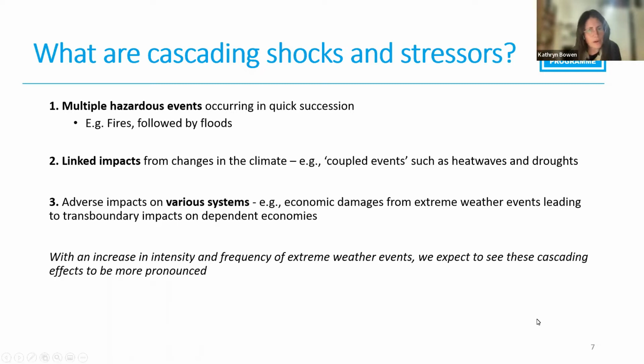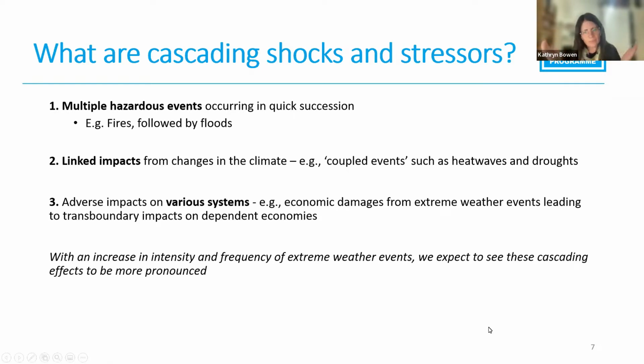The third is quite a complex look at cascading shocks and stresses, and that really points to the importance of understanding our systems as a whole. This is looking at negative impacts on the various systems. For example, economic damages from a cyclone or a drought, as examples of extreme weather events, and what this might do to economies that depend on a particular crop type. If a cyclone or a drought wipes out a crop in a particular area, there are going to be flow-on effects to other communities, and these are going to be economic, social, health, and other types of systems-based impacts.